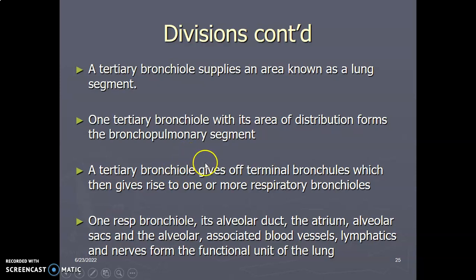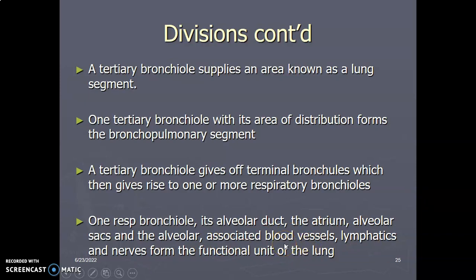The tertiary bronchi give off terminal bronchioles, which give rise to respiratory bronchioles. So tertiary bronchus to terminal bronchiole to respiratory bronchiole. One respiratory bronchiole gives an alveolar duct, which has an atrium, and from there you have alveolar sacs, then the alveolar cells, which are closely associated with the blood vessels, lymphatics and nerves, to form the functional unit of the lung, which is the blood-air barrier.